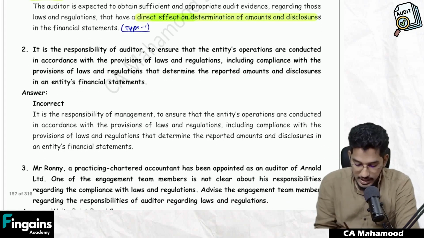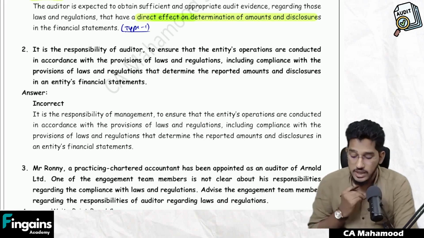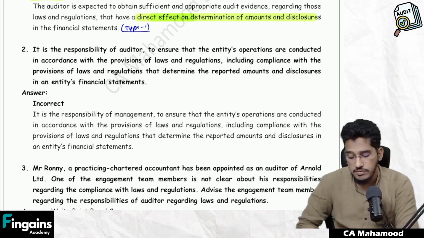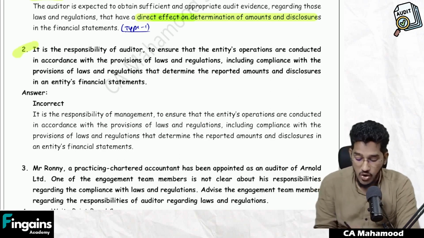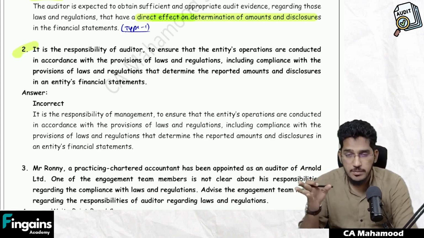Next, it is the responsibility of the auditor to ensure that entities' operations are conducted in accordance with the provisions of the laws and regulations, including compliance with the provisions of laws and regulations that determine the amounts and disclosures in the financial statements. Do you agree with this statement? They are saying auditor is responsible for complying with laws. Do you think auditor is responsible for complying with laws?